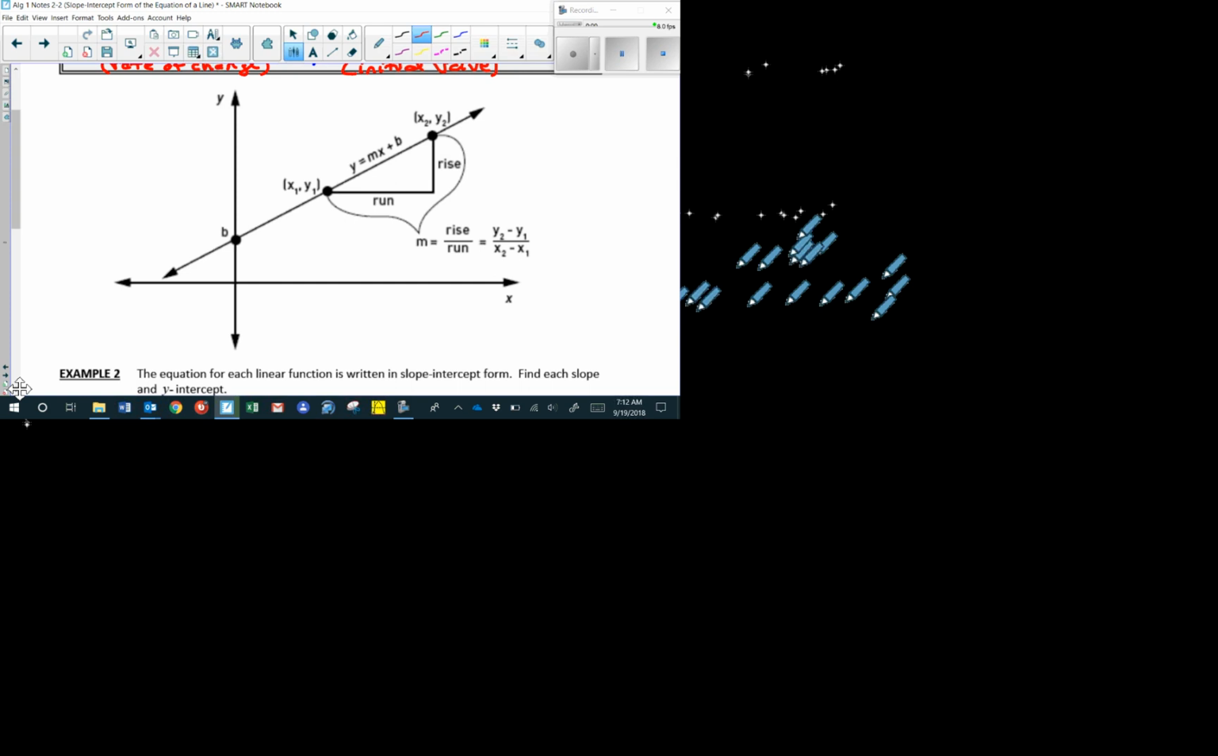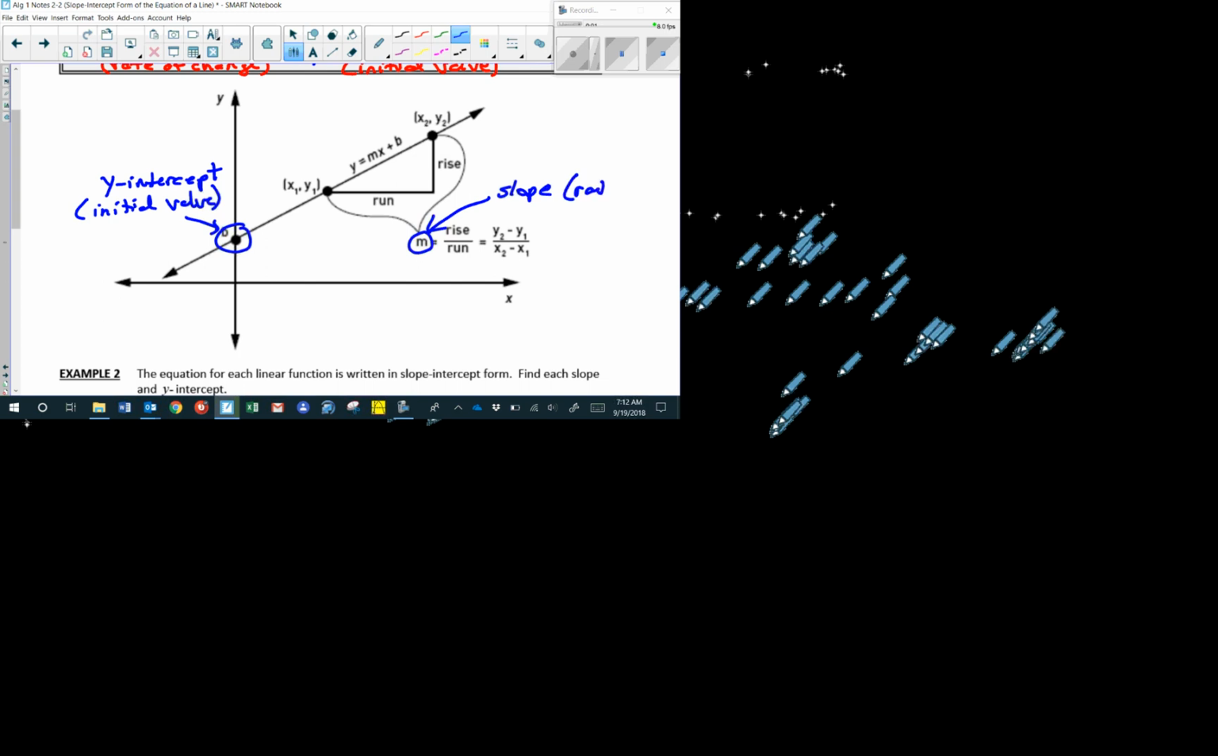So in the equation of a line, if we look at the graph of it, b is the y-intercept, so that will be where the graph intersects the y-axis or the vertical axis. And remember, we also refer to that as our initial or starting value. And m is the slope, and the slope is our rate of change.